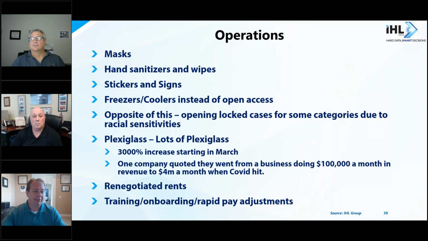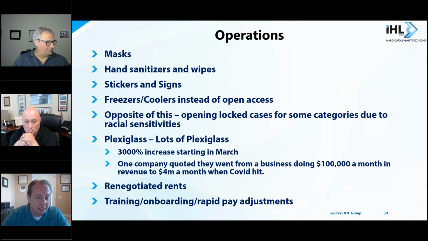And then who hasn't seen the changes in plexiglass? If you were a stockholder in plexiglass, you're doing better than if you had been invested in Amazon since March. A 3,000% increase in the use of plexiglass. And a really interesting note from this plexiglass company: they were doing about $100,000 a month back in March, and then when COVID-19 hit, they're now up to doing $4 million a month, which is crazy, crazy, crazy.